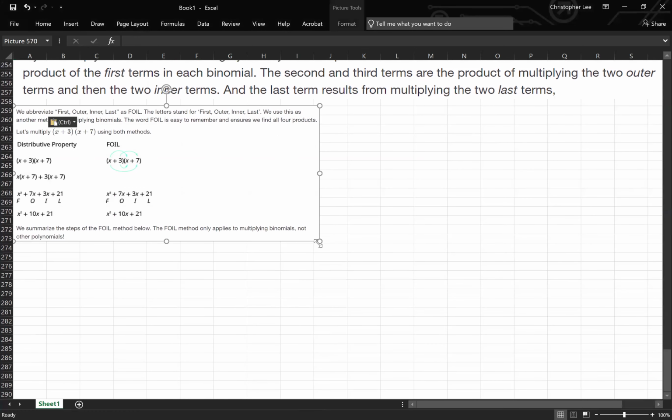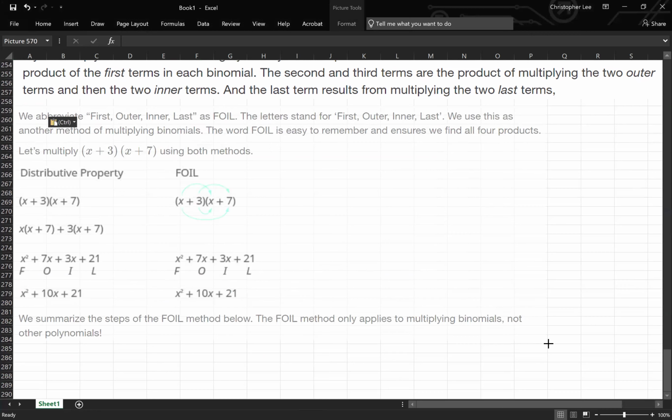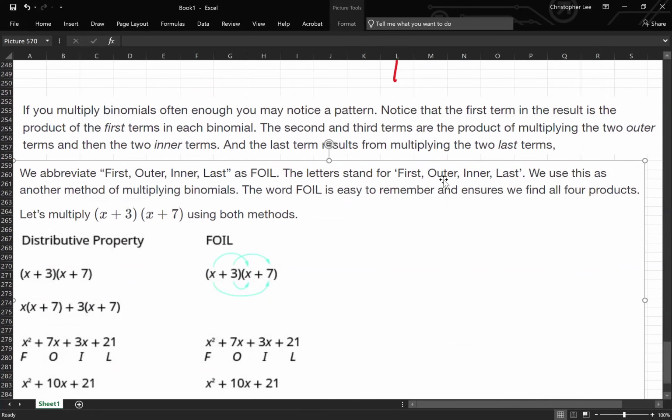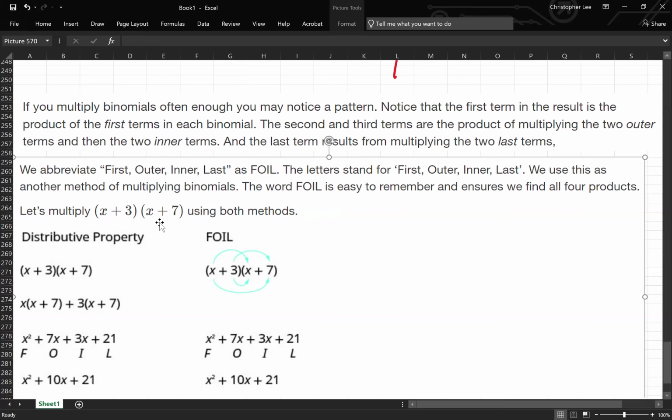So we abbreviate the terms first, outer, inner, last as FOIL, right? So the letters stand for first, outer, inner, last. We use this as another method for multiplying binomials. The word FOIL is easy to remember and ensures that we find all four products. Let's multiply x plus 3 times x plus 7 using both methods, right?